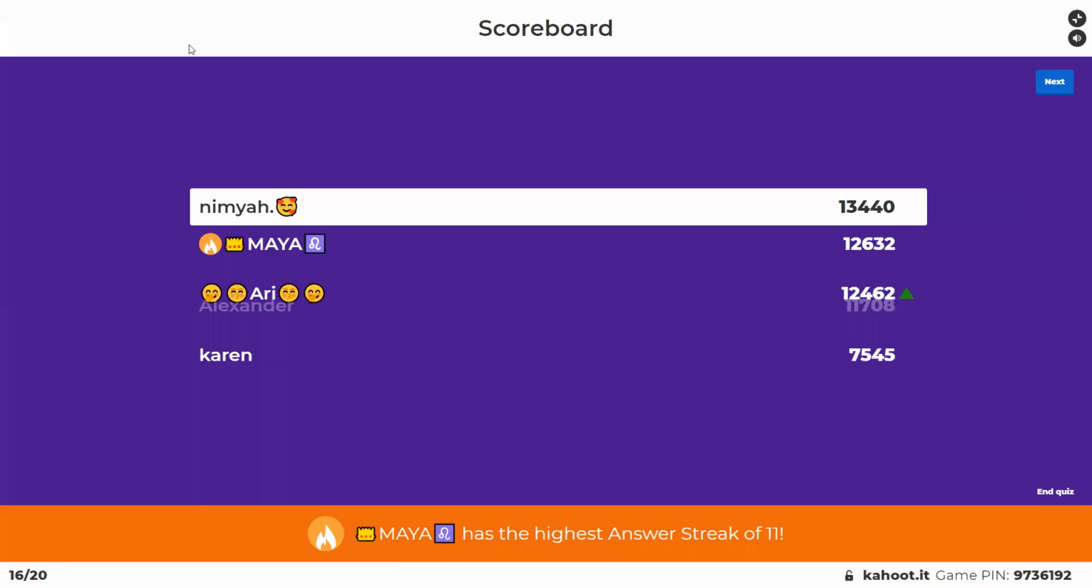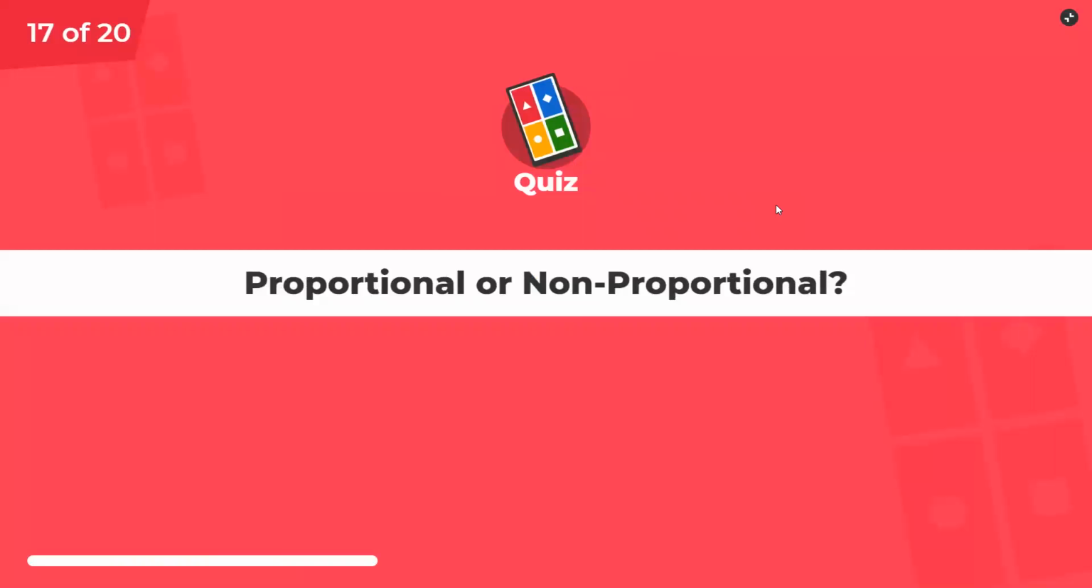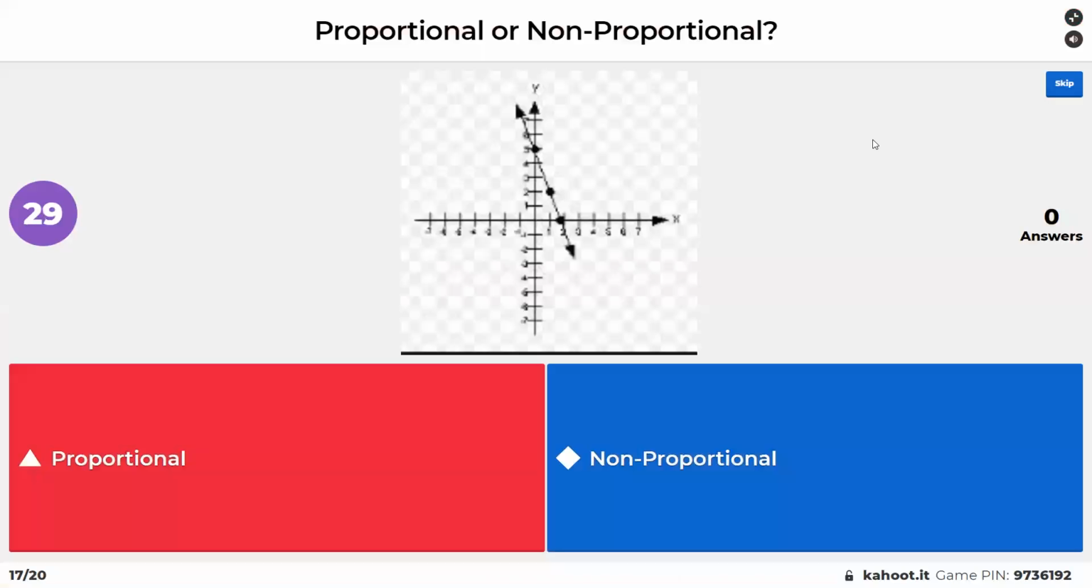All right, let's see, what question are we on? I think we're on 17 of 20. This is probably going to have to be our last one because I actually do have to teach a class in a few minutes. All right, proportional or non-proportional?